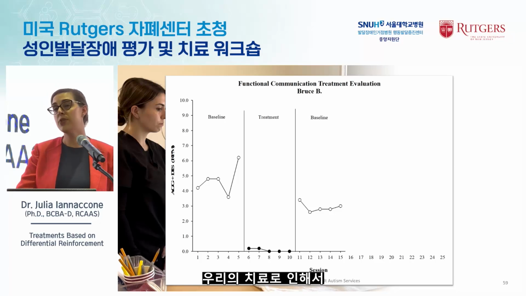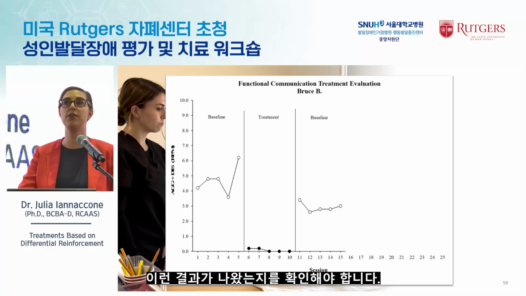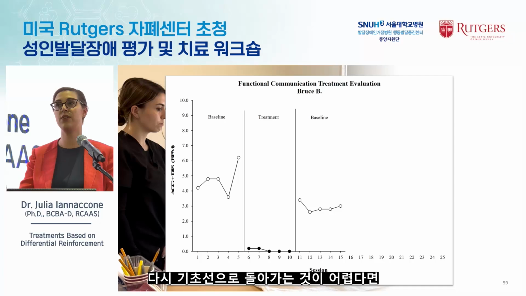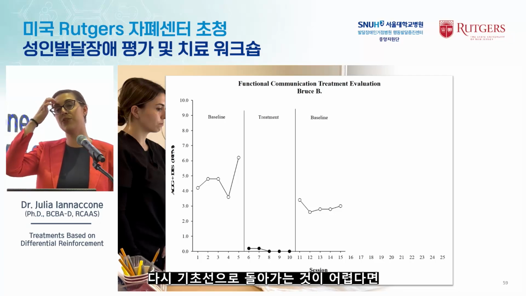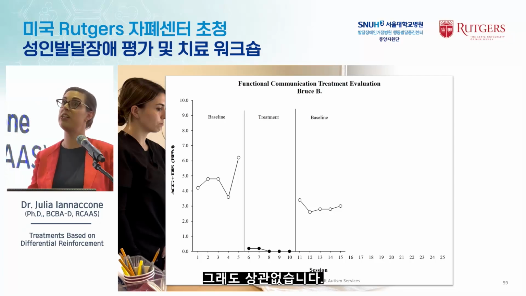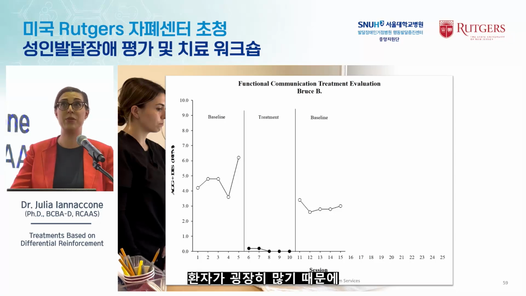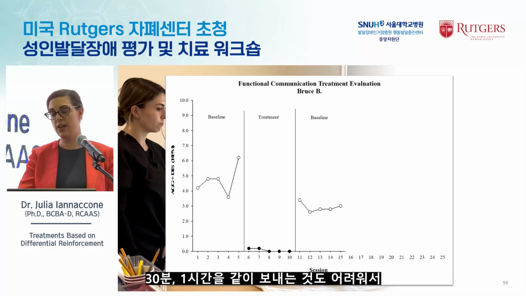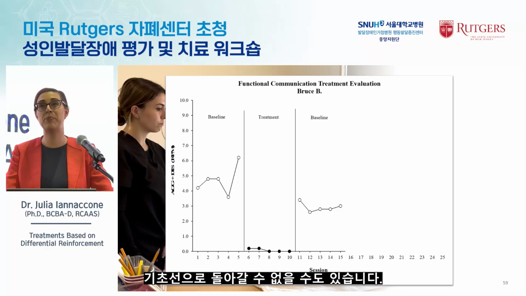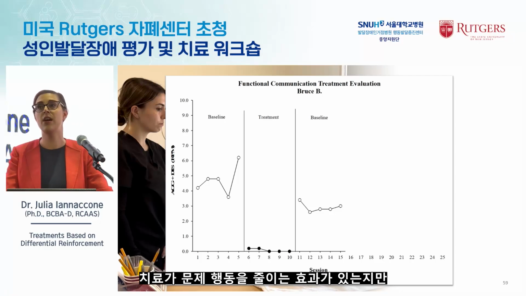It's not always possible to do a reversal, and so if you can't, it's okay, especially if you're working in the adult service setting or a setting where you have a very large caseload and you might only have a few, maybe even 30 minutes or an hour with a client. You might not have time to go back to baseline. You just have to know that it's possible that your treatment's not the thing that's leading to the reduction in problem behavior, but it's okay.